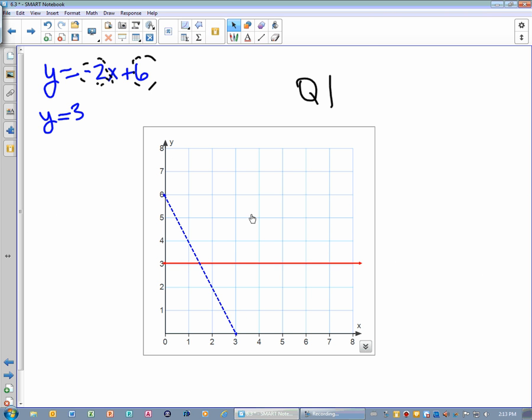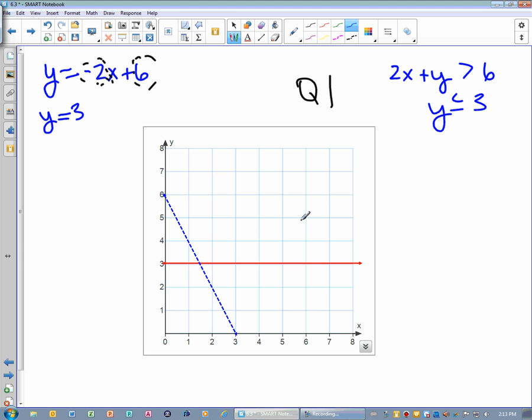Okay, so I've got 4 zones. I've got this zone, this one, and this one. And I've got to figure out where my answer is. So the easiest thing, remember, is to check an ordered pair and see what happens when you plug it in. I really need my original inequalities again so I can check. Remember, my original inequalities were 2x plus y greater than 6, dashed line, and y less than or equal to 3.